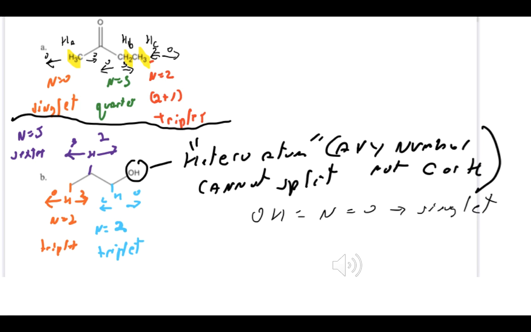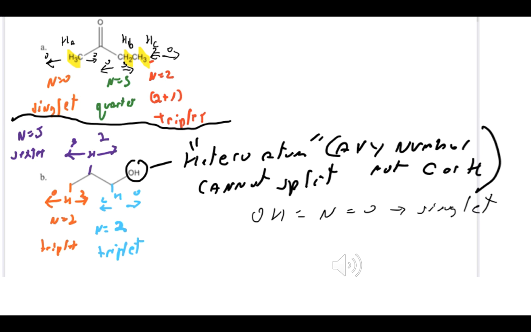If you look at HB, you see that there are no hydrogens over here, but there are 3 over here, so n is equal to 3, n+1 is equal to 4, so we would see a quartet for this hydrogen. Next, H3: we have two hydrogens over here, so n equals 2, plus 1 is 3, so we would see a triplet.